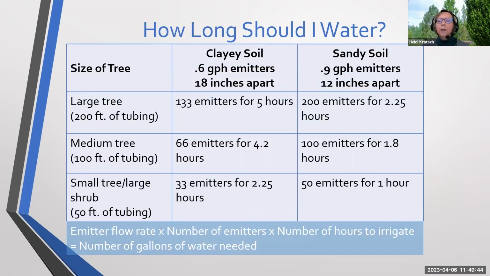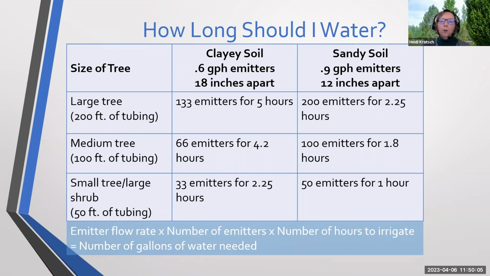Pretty easy to determine a schedule. So you're going to have to know a few things. This table is set up with two different types of textures of soil, and then it also goes on the left column by size of tree. So the emitter at the bottom of the table, look at this equation here.